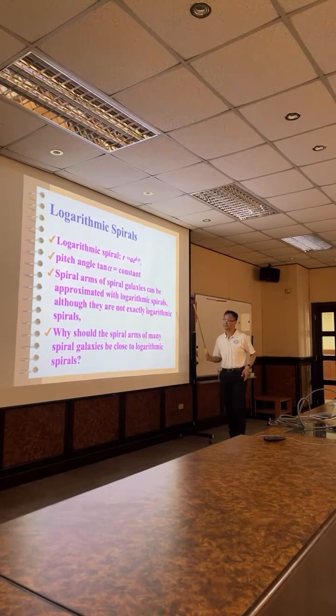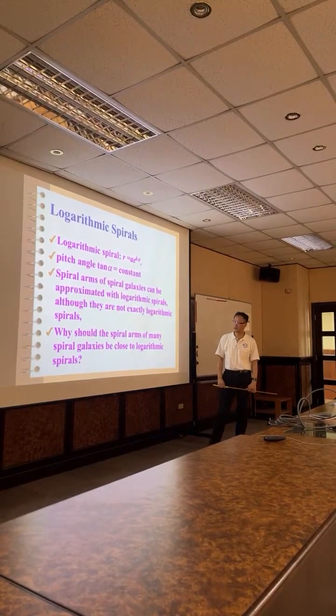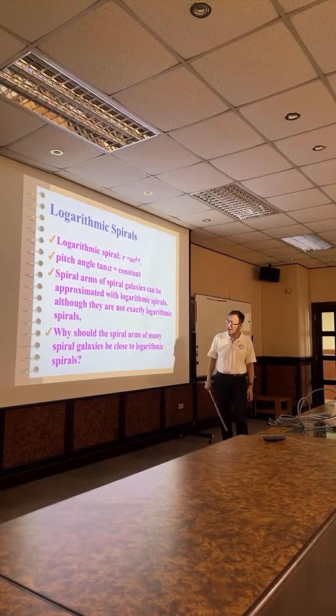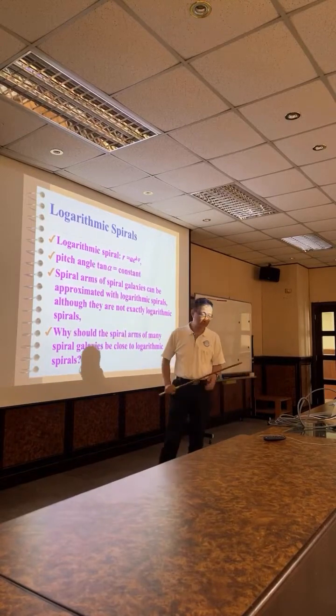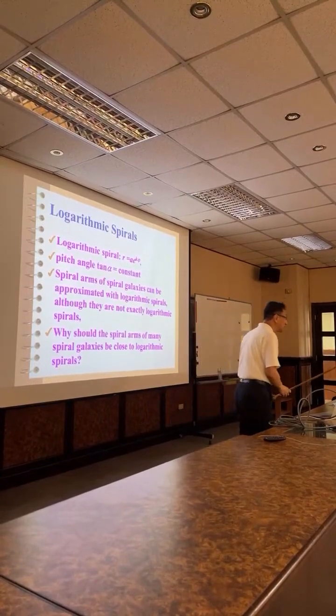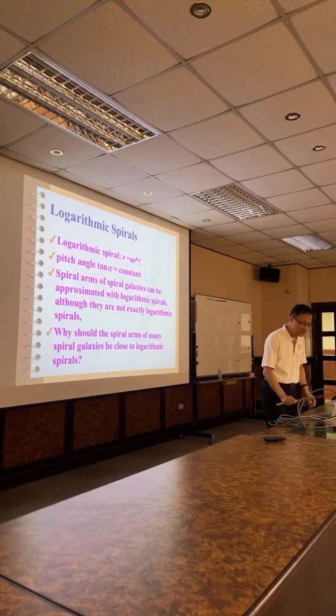Of course, the spiral arms of spiral galaxies can be approximated by it. It's very close, but not exact; some of them are very close to a logarithmic spiral. So the question is: why should the spiral arms of many spiral galaxies be close to logarithmic? Is that just ideal, or do we have a mechanism to explain it?